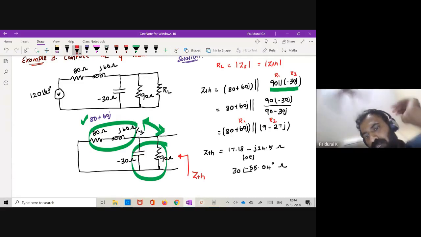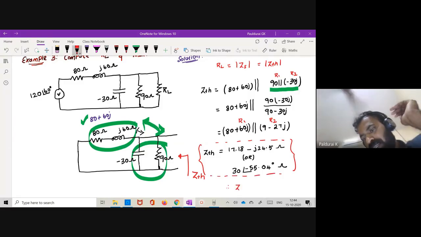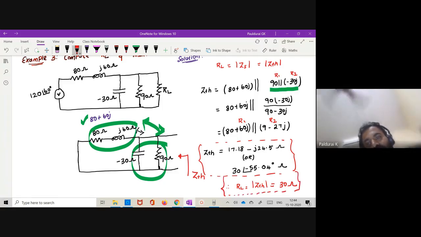So now this is my ZTH. Very good, correct answer. Therefore, what is my RL, right? RL is the magnitude of ZTH. What is the magnitude? It is 30 ohm. Okay. So this is the way to calculate load resistance. Subdivision A over.